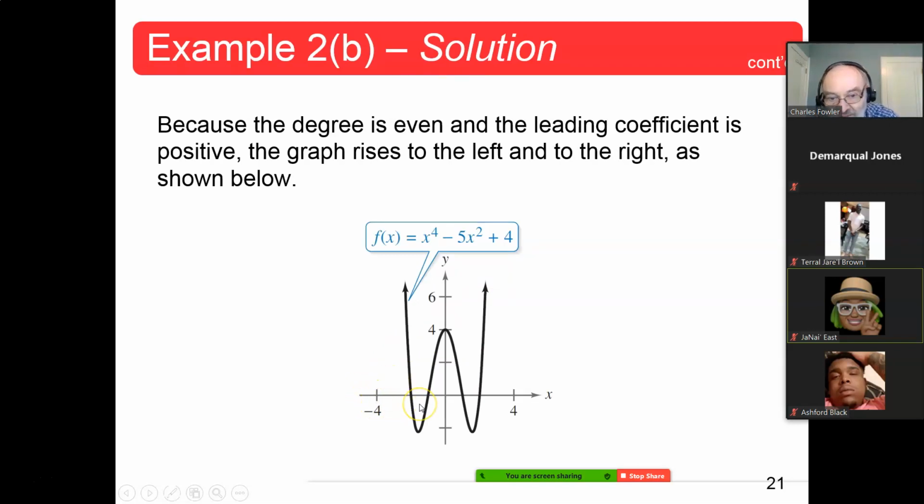Let's go back another one. This looks like it's probably at -2, -1, 1, and 0. Because these are even functions, they're sort of spaced out that way.